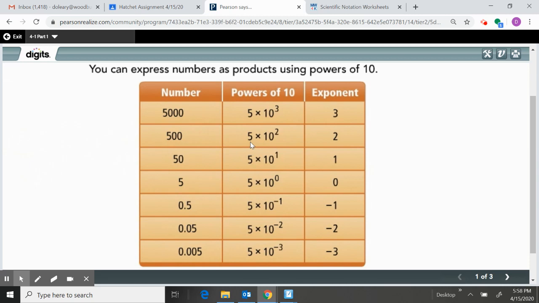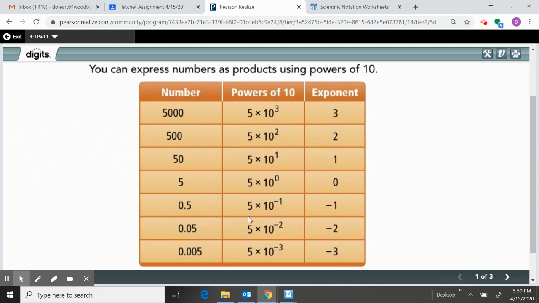500 is equal to 5 times 10 to the second power. They tell you the exponent is 2, which is correct. But you'll notice the exponent is 2, there are 2 zeros. So 500 is equal to 5 times 10 to the second power. 5,000 is equal to 5 times 10 to the third power. The exponent is 3, there are 3 zeros. So 5,000 is equal to 5 times 10 to the third power.